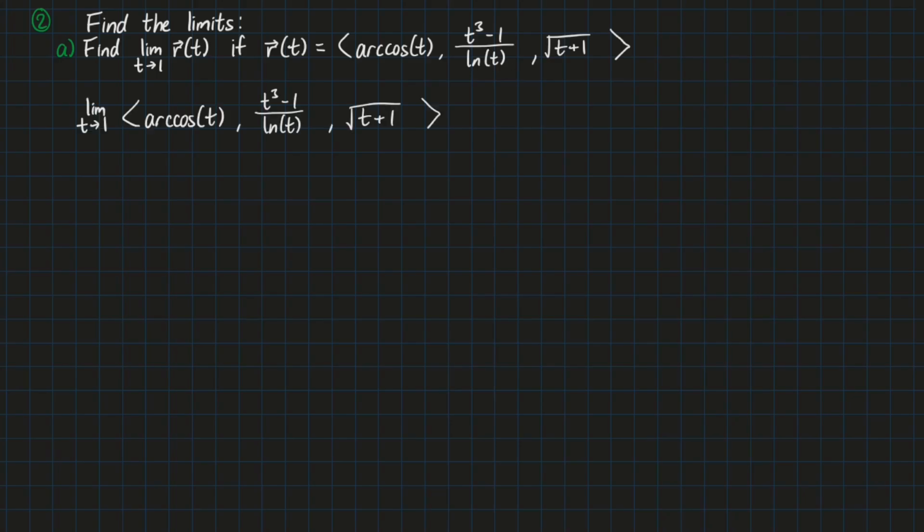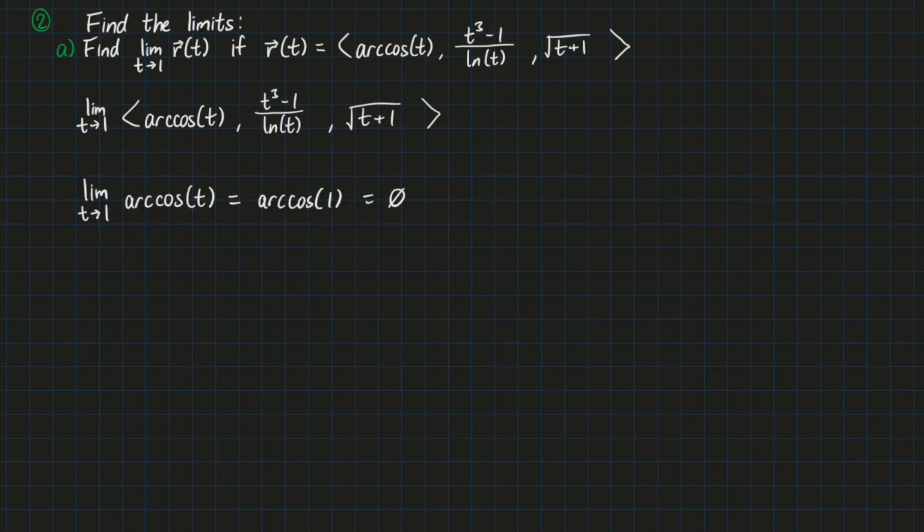Okay, so there is a limit for R of t if the limits of each component's function exist. So to find the limit, we'll need to take the limit across each component's function. First, we'll take the limit as t approaches 1 of arc cosine of t, or the inverse cosine of t. We could just find this by direct substitution. So plugging in a 1 for t, we'll have the arc cosine of 1, which just equals 0.